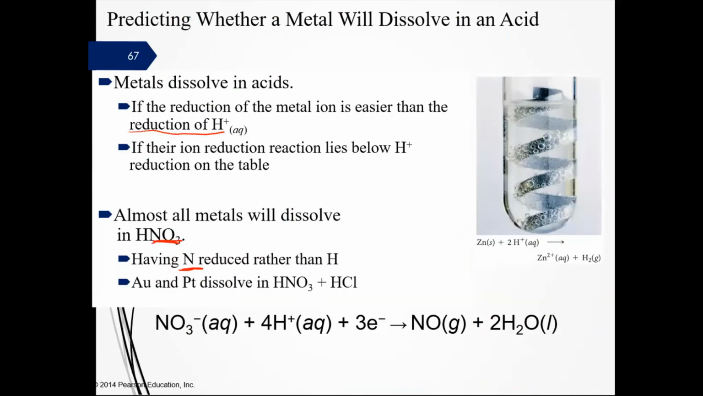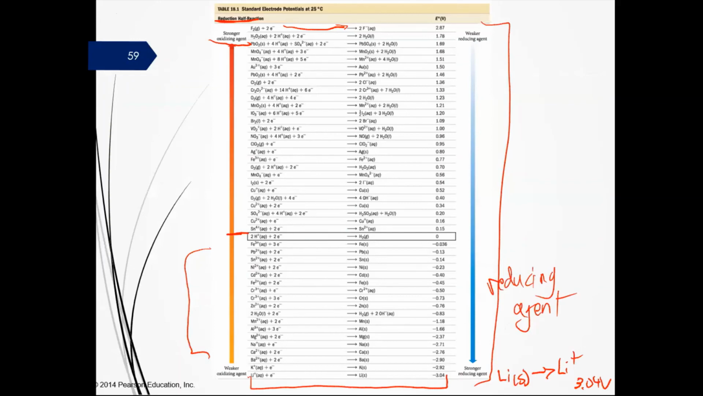Because their reduction is going to be easier than that of the H+, right? So the higher on that table. So zinc is an example of something that's going to dissolve inside. And our zinc is right down here.